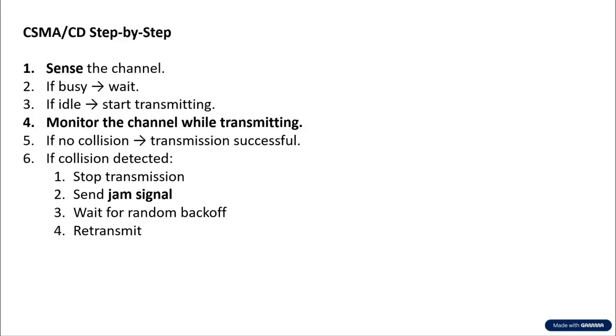How does CSMA/CD work step by step? The device senses a channel. If busy, it waits. If it is idle, start transmitting. Monitor the channel while transmitting. Very important for CSMA/CD. No collision, transmission is successful. If collision is detected, the device stops transmission, sends a special jam signal which alerts all the other devices, waits for a random backoff time and then retransmits again.